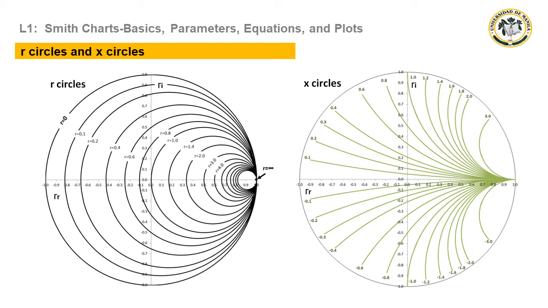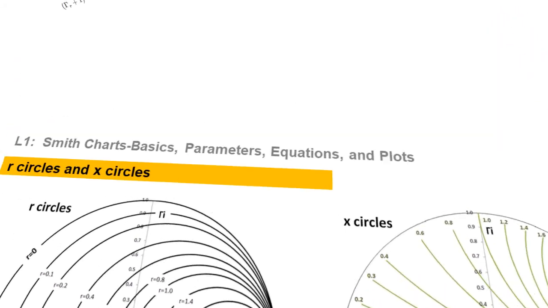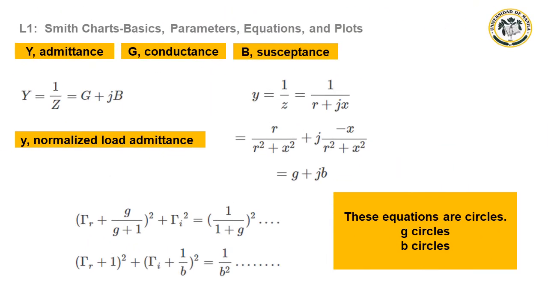For the ease of impedance matching, we will need to add two more parameters plotted on the Smith chart. That is the G and B, or the conductance and susceptance. So we call Y as admittance in Siemens, that is the reciprocal of our load impedance. So that will be capital G plus JB.